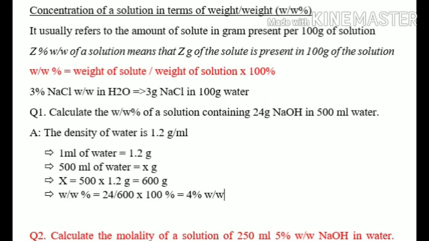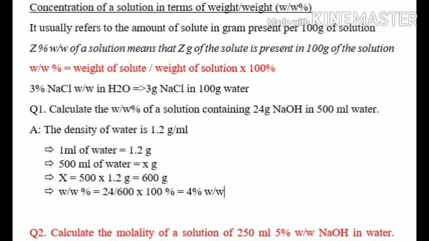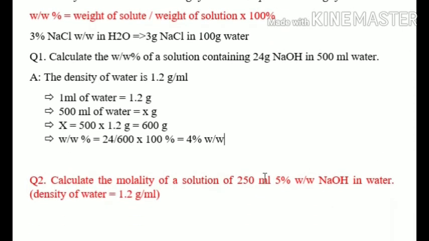Now, in the same way we calculated molarity from weight by volume, similarly we can calculate molality from weight by weight. Okay, from weight by volume we calculate molarity, from weight by weight we calculate molality. So calculate the molality of a solution of 250 ml 5% weight by weight NaOH in water.